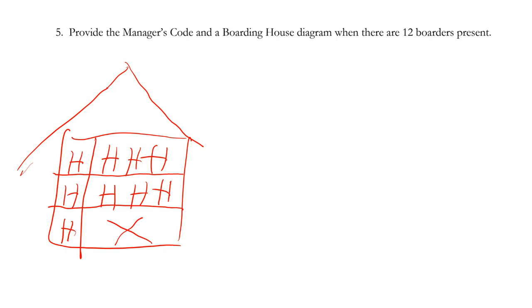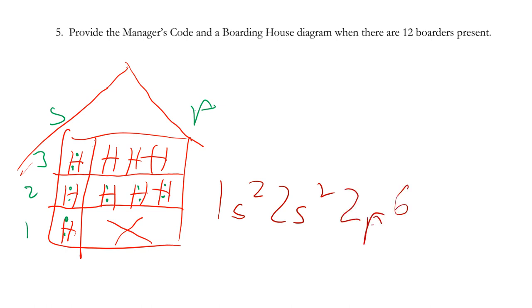So put a different color. 1, 2, 3, 4, 5, 6, 7, 8, 9, 10, 11, 12. So based on this, what is the code? If this is the first, second, third floor, this is my S and P rooms. My code is going to be 1S2, 2S2, 2P6, and then 3S2.